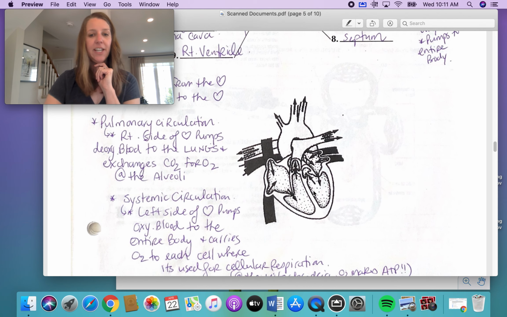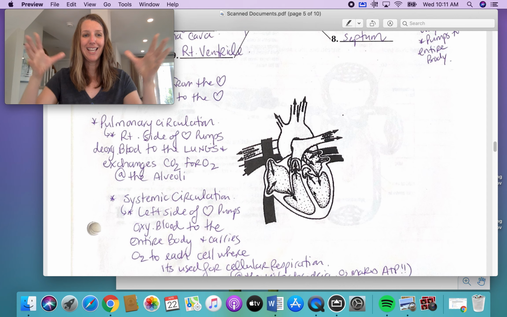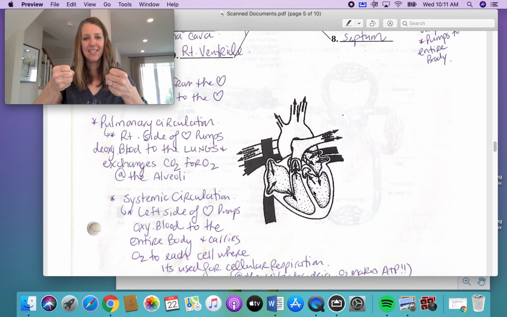I'm going to link a video that actually shows the flow of blood to this module, so please have a look at that. And again, you'll see it's really quite interesting that the atria contract at the same time the ventricles relax and fill up with blood, and then the ventricles contract and the atria fill up with blood.